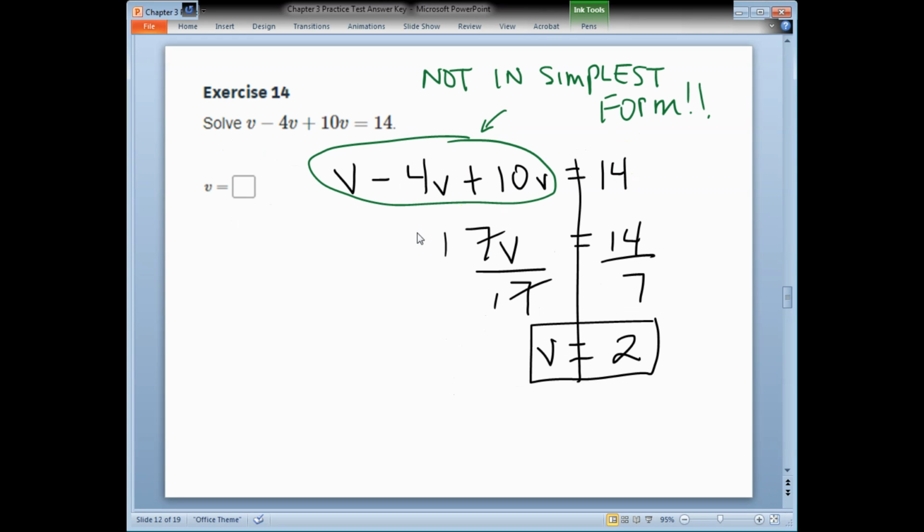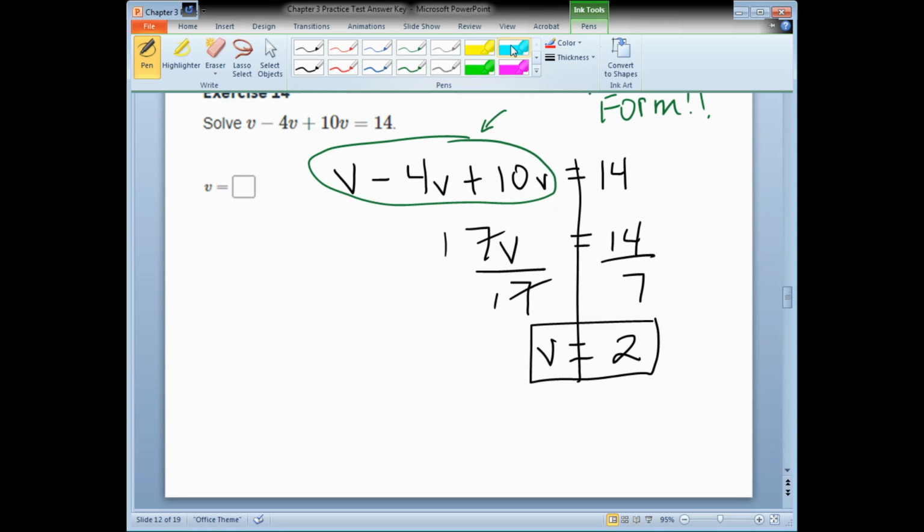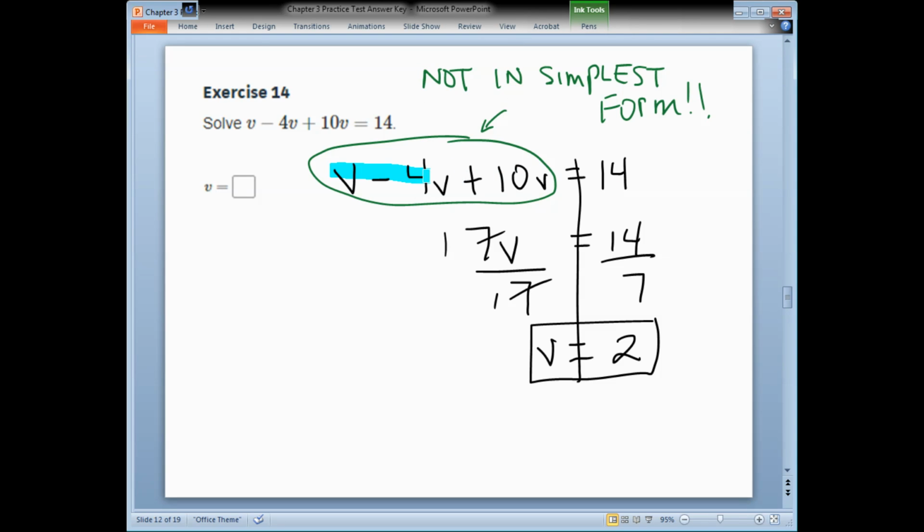All right. Notice that this expression on the left-hand side of the equation is not in simplest form. So before you start trying to solve the equation, make sure that both sides are in simplest form. The right side is just a number. So when you do that, you add those three terms together, you end up with 7v.